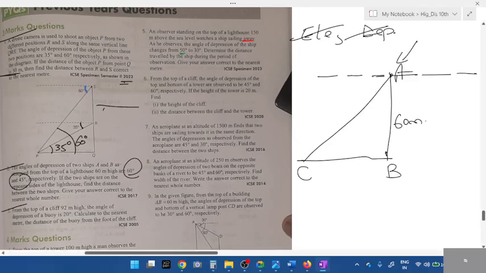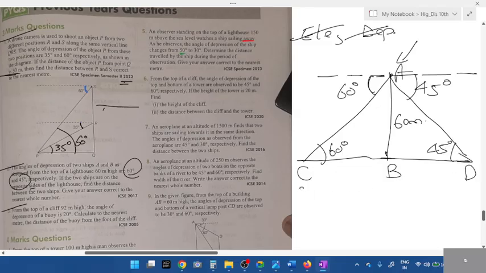Read the next part of the question. Are the two ships on the same or opposite side? It's on the opposite. The diagram is like this. Angle of depression is given. First angle of depression is 60 degrees here, 45. Convert this 60 here to angle of elevation. 60 degrees, this one 45. Find the distance between the two ships.